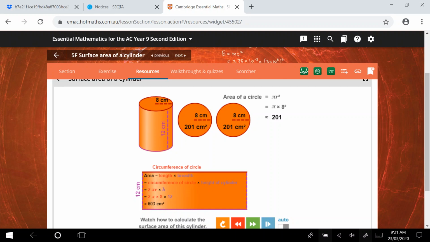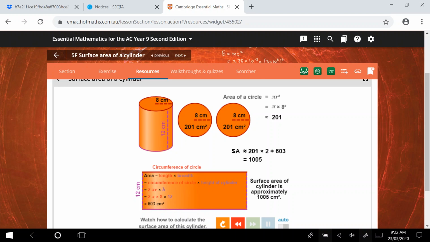Okay, so length times height. Circumference of the circle times how tall that is. And so that would be how you figure out that one. And just so we can have an answer for this widget, we'll say that the surface area is that times 2 plus that, which is 1,005. And then always remember the units as well. You've got to put those centimeters squared at the end. Okay, so now we'll go back to our notes.